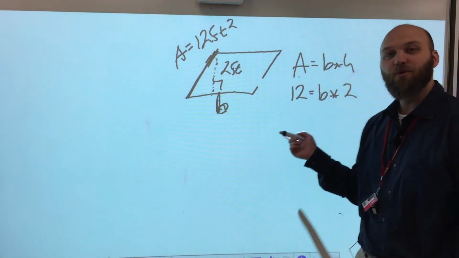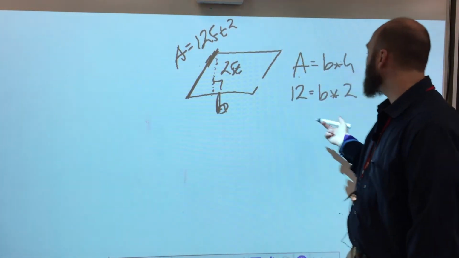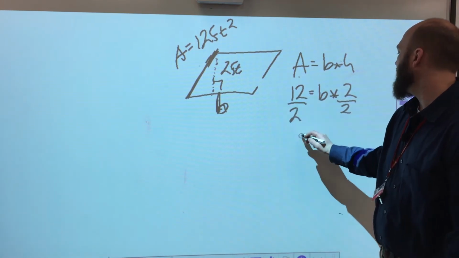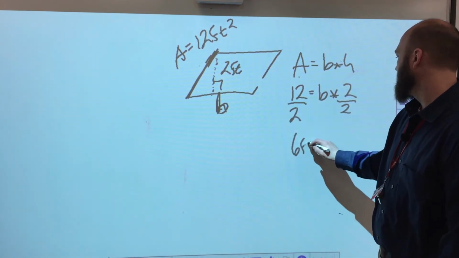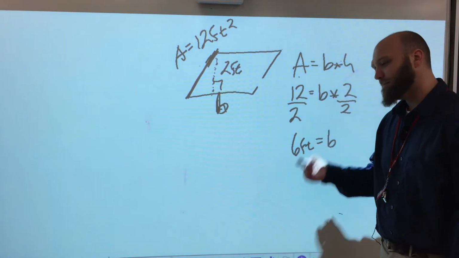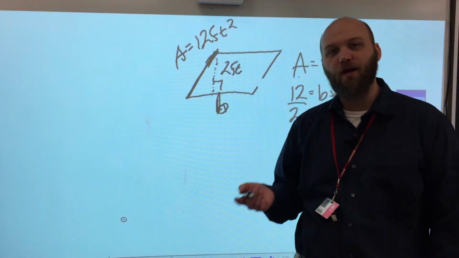Well, this turns into an equation that we solved in the last unit, right? 2 times something equals 12. Well, instead of multiplying by 2, I would divide by 2. And I get 6 foot is the base. Because it's just the base and not the whole area, it's not foot squared, it's just foot.